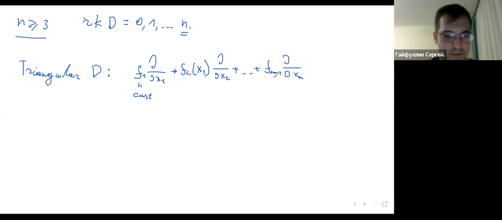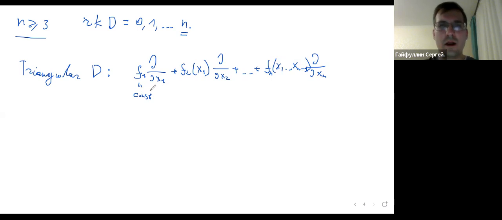I'm sorry, fn, which is a polynomial in x1, ..., xn minus 1. Just the image of every variable is a polynomial in the previous variables. So, of course, this derivation is triangular because x1 goes to a constant, and in the first step it goes to 0. x2 goes to a polynomial in x1, and so on.